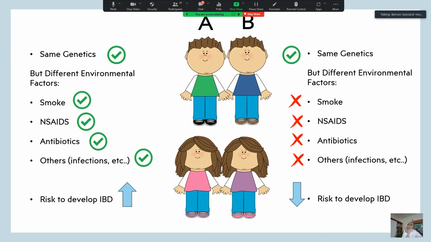For example, to prove our theory that genetics does not play the only main role in this disease, consider two identical twins. They share the same genes, but they are exposed to different other factors. Some are exposed to factors like smoking, NSAIDs, antibiotics, infections, or other factors, and some are not exposed. So the individual exposed to these factors will have increased risk of developing the disease. The other group will have a lower risk of developing this disease.